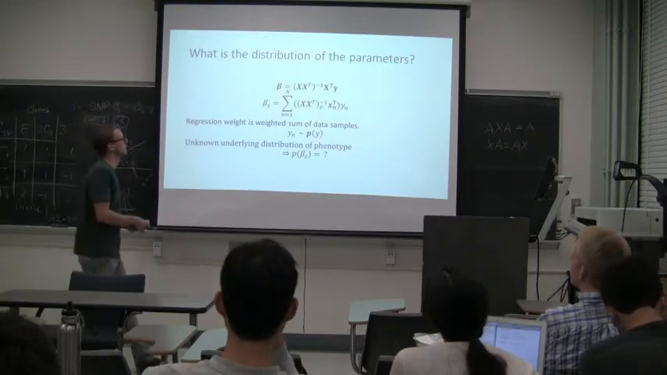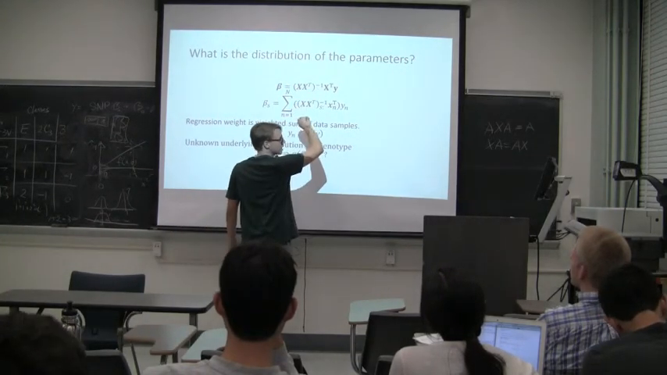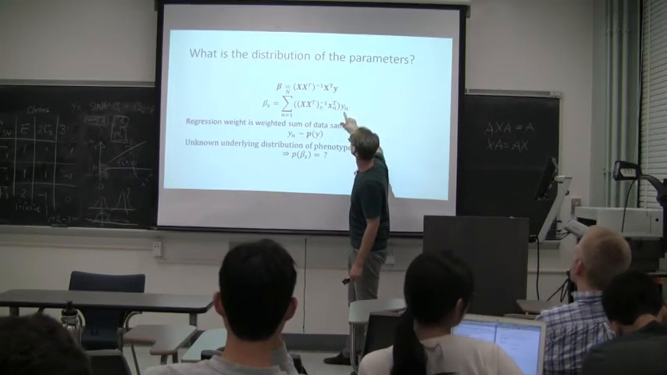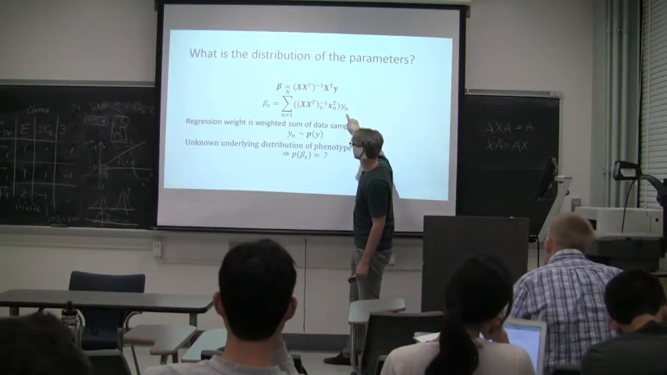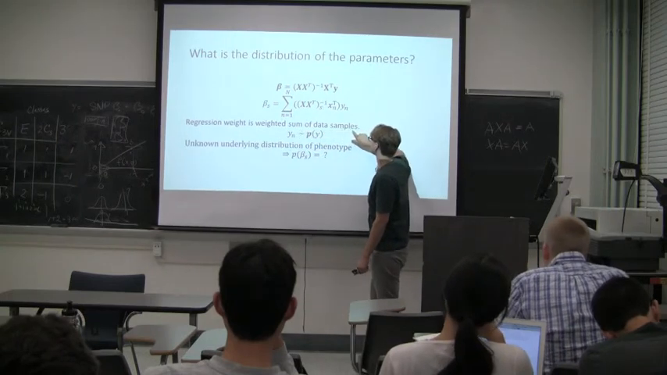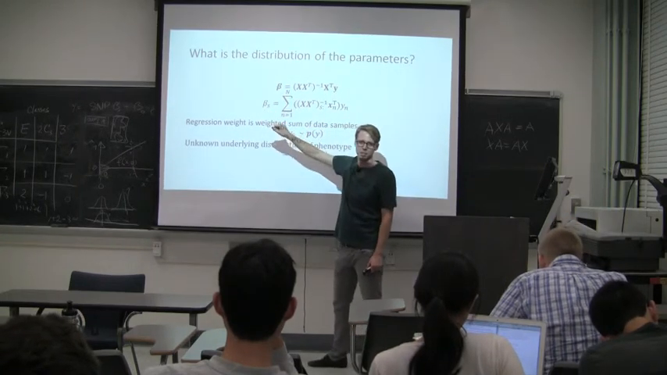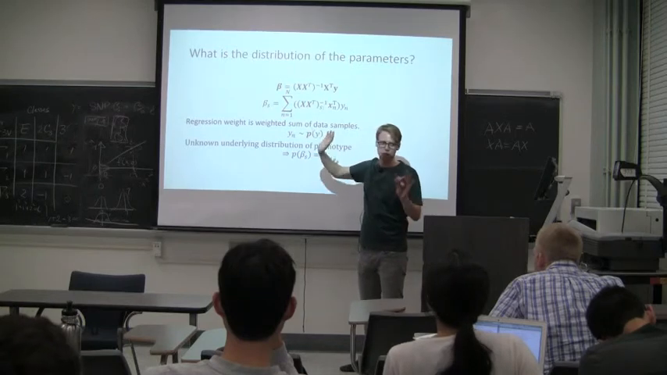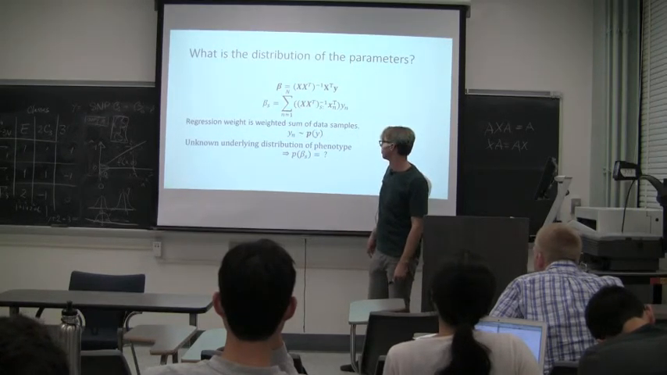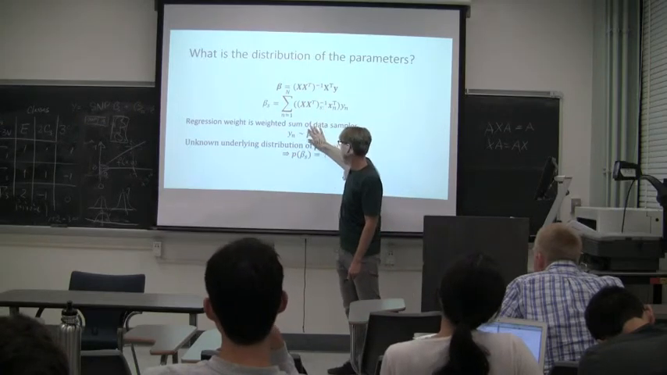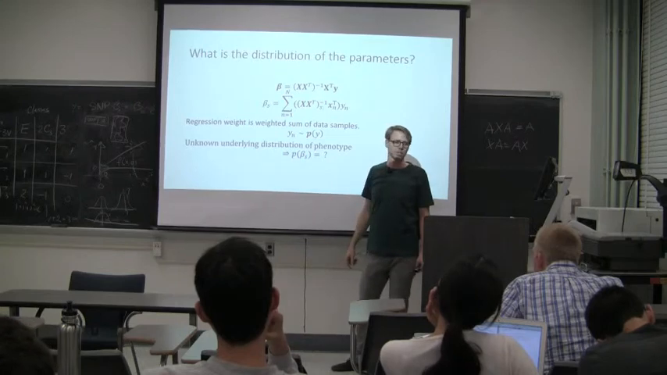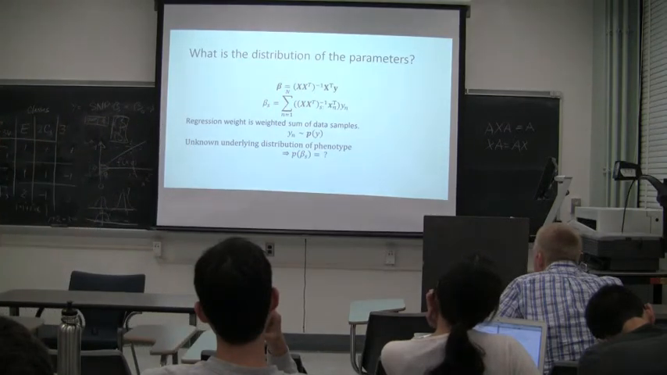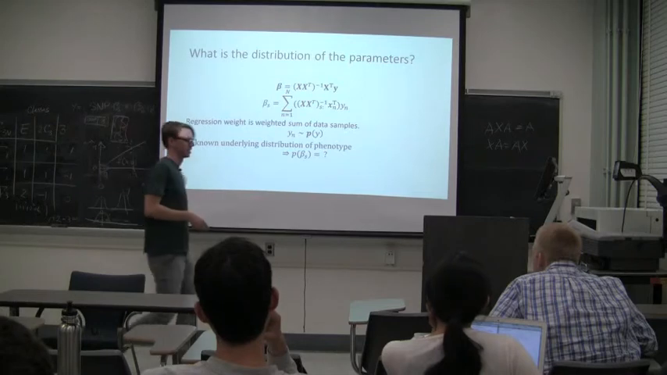So, let's look at the estimator again. The estimator is the pseudo-inverse times y. And we can write it differently. We can write it as a sum over entries in y. So the regression weight is a weighted sum. It's not just one entry. It's the one entry that we're interested in for the SNP. It's now a weighted sum over the data samples. Data samples have some distribution that we don't know, right? But given these two things, can we say something about the distribution of the beta values that we expect? So that was the applied bit.